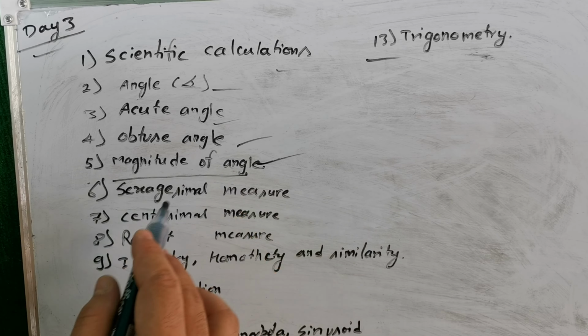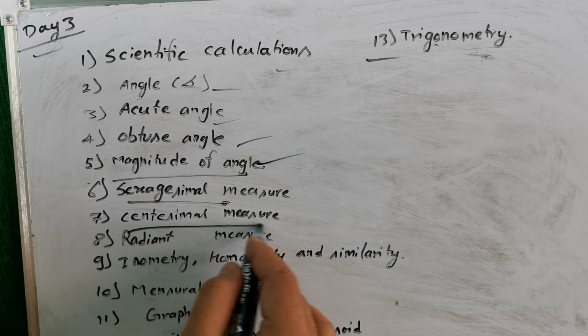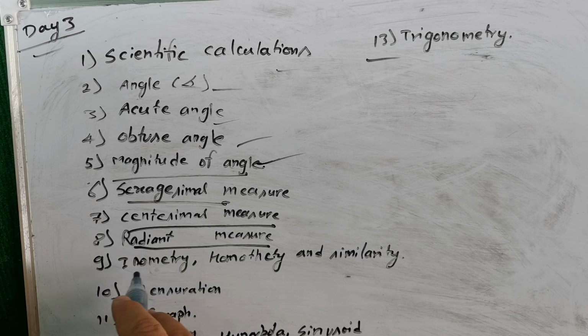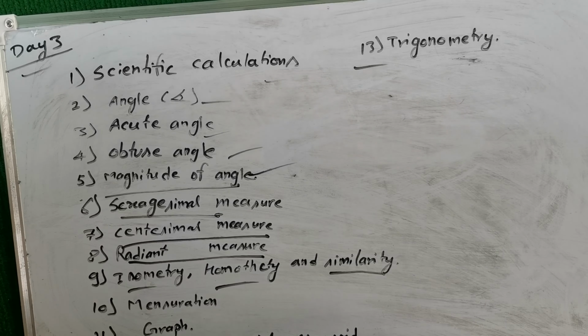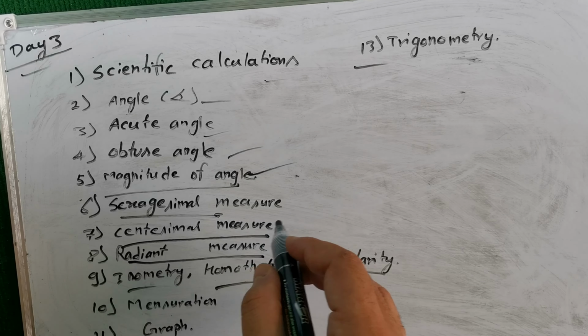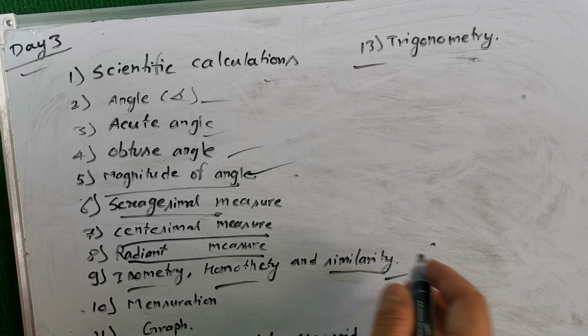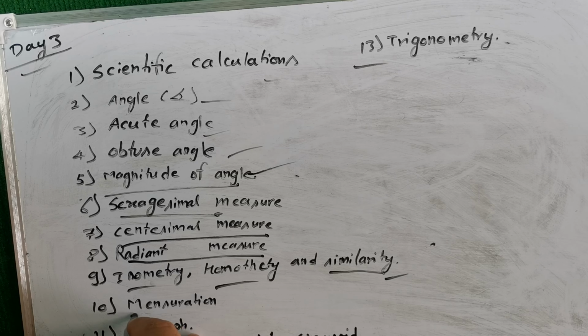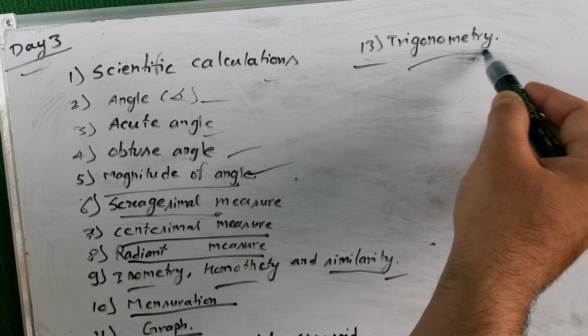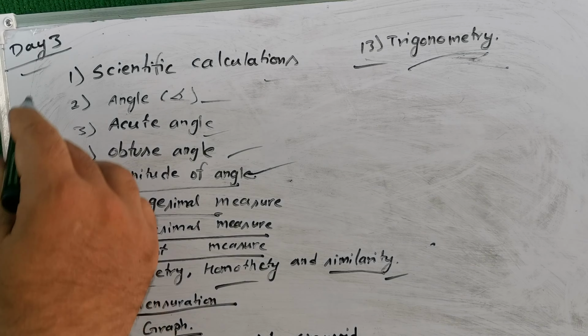Magnitude of angle covers sexagesimal measure, centidecimal measure, radiant measure, isometry, homothety and similarity. We will not study congruent. I think you know about congruent. I will talk about the congruent later on. Then mensuration, graph, parabola, hyperbola, sine wave, trigonometry. We will talk about this.